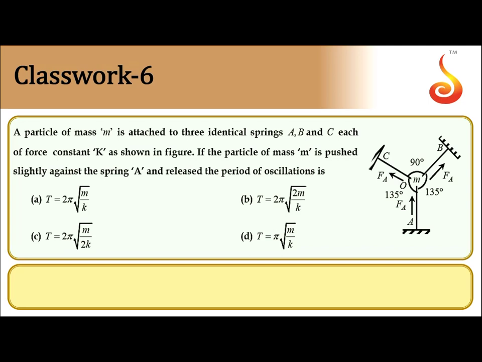A particle of mass m is attached to three identical springs A, B and C, each with a force constant k as shown. If the particle of mass m is pushed slightly against the spring A and released, the period of oscillation is... okay. So we can show the construction like this. This is the initial orientation, and of course this angle is 45 degrees.